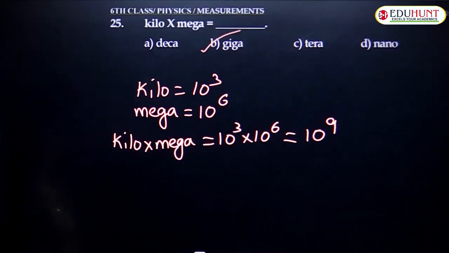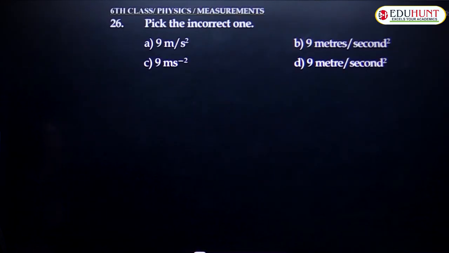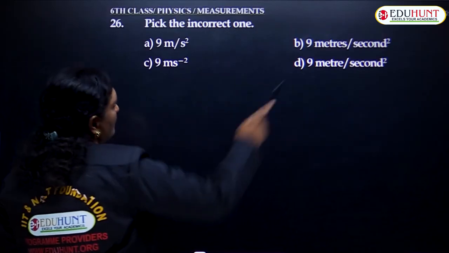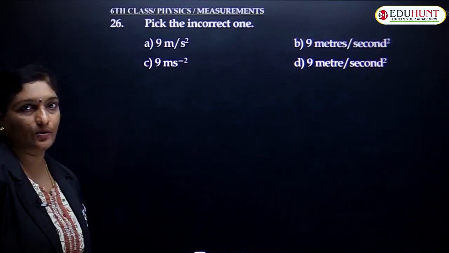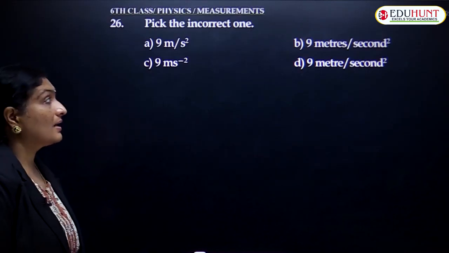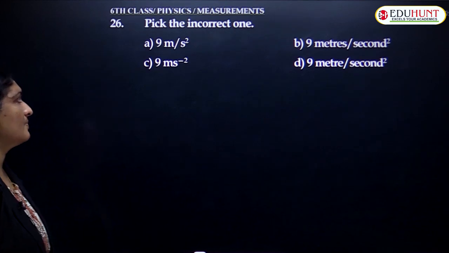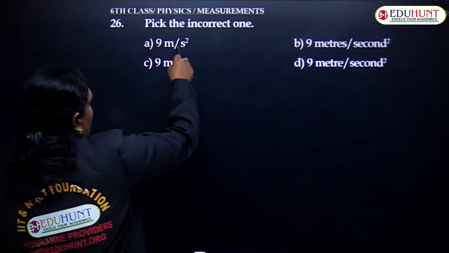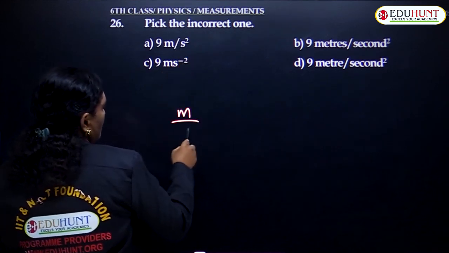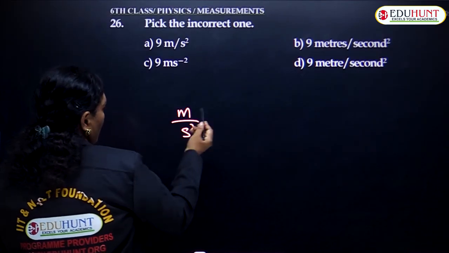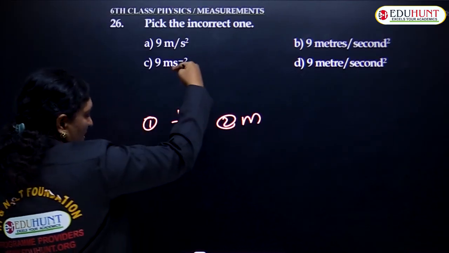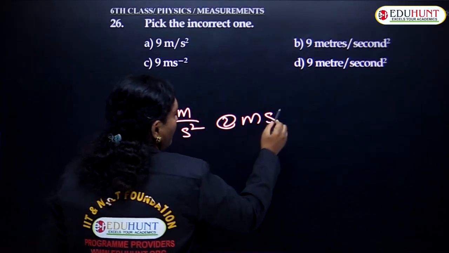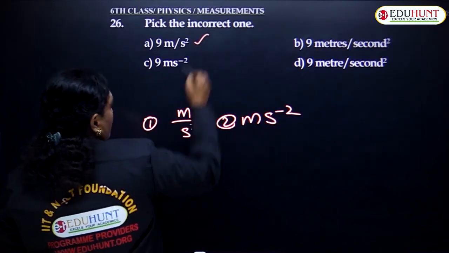Okay. Next, pick the incorrect one. Let us observe this. Everywhere it was written as meter per second square only. Then the value was also given as 9 only. So, now you need to observe the correct form of representation. 9 meter per second square. Yes, of course, meter per second square can be written like this. If it is brought upward, it can be written as second square. If it is carried to the numerator, it will become inverse. So, this is the correct representation.